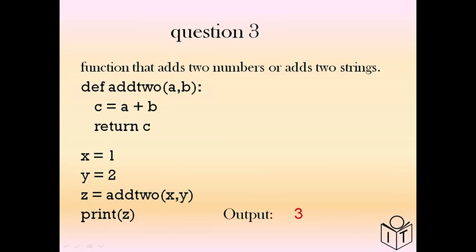Question 3. Function that adds two numbers or adds two strings. Okay, so let's look at numbers first. We've got x and y equals 1 and 2. We call the function add2 with x and y. In the function we've got c equals a plus b. So the two numbers are added together and returned to the letter z. So we print that and we've got the answer 3. So that seems quite straightforward, but we want to do it with numbers and strings.